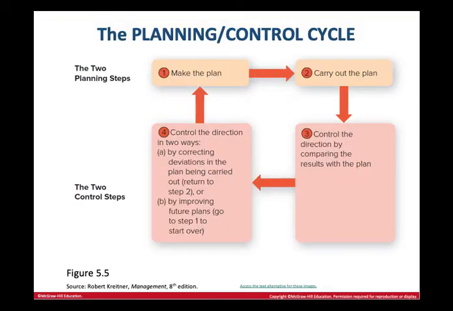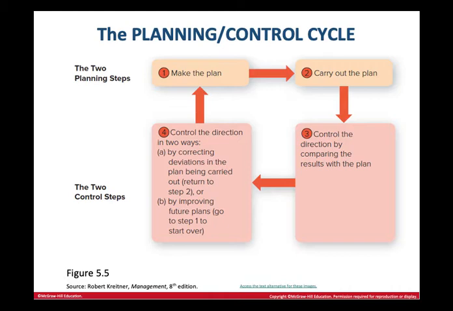The four-step planning-controlling cycle helps you keep in control to make sure that you are headed in the right direction and are able to meet the goals' deadlines. So planning happens in two steps. You make the plan and you carry out the plan. Next, control happens in the following two steps. You control the direction by comparing the results with the plan, and then you control the direction in two ways. You correct any deviations or you improve future plans.